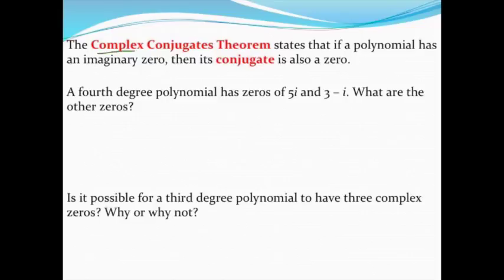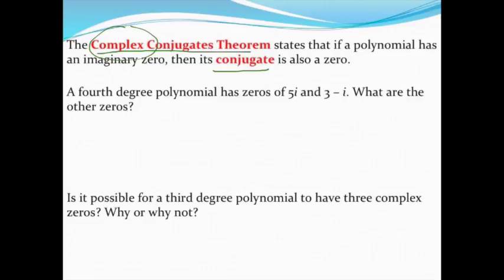The complex conjugates theorem, simply stated, means that you can't have just one single imaginary zero, or sometimes we call them complex zeros. You can't have just one. They always come in pairs. Their conjugates are also going to be zeros. Conjugates are kind of like opposites, but not always quite the same thing as what you might think of.